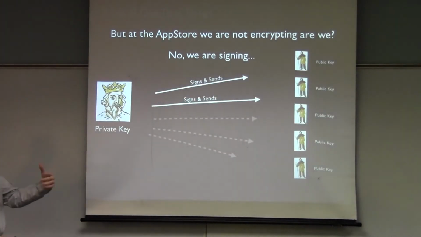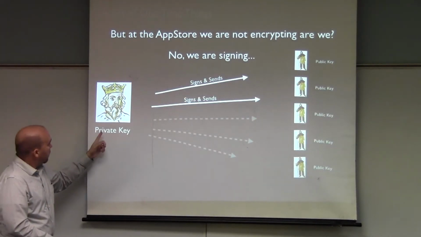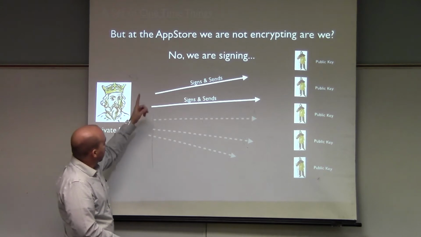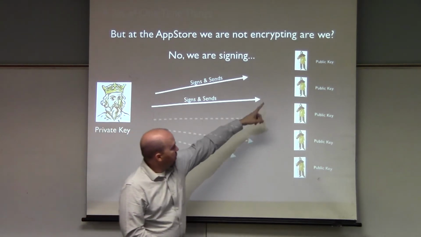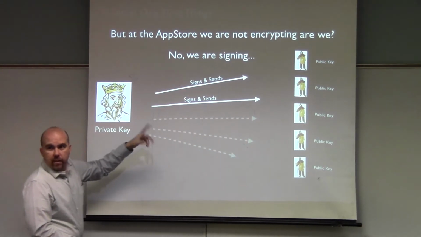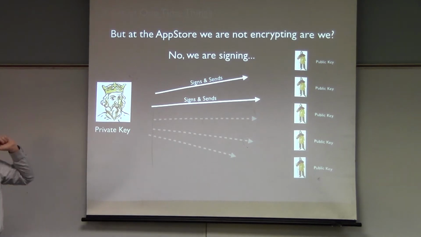In the king layman's term, the king can sign his messages, and anyone with a public key can verify that that message came from the king. Okay?